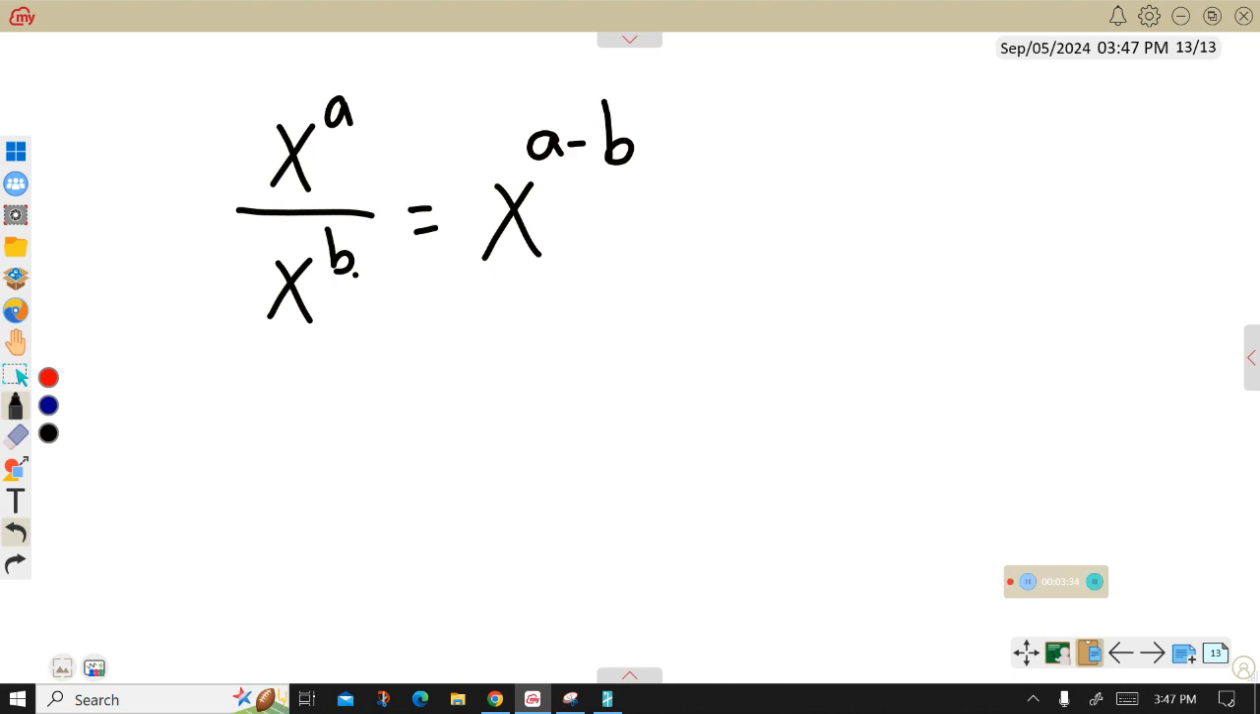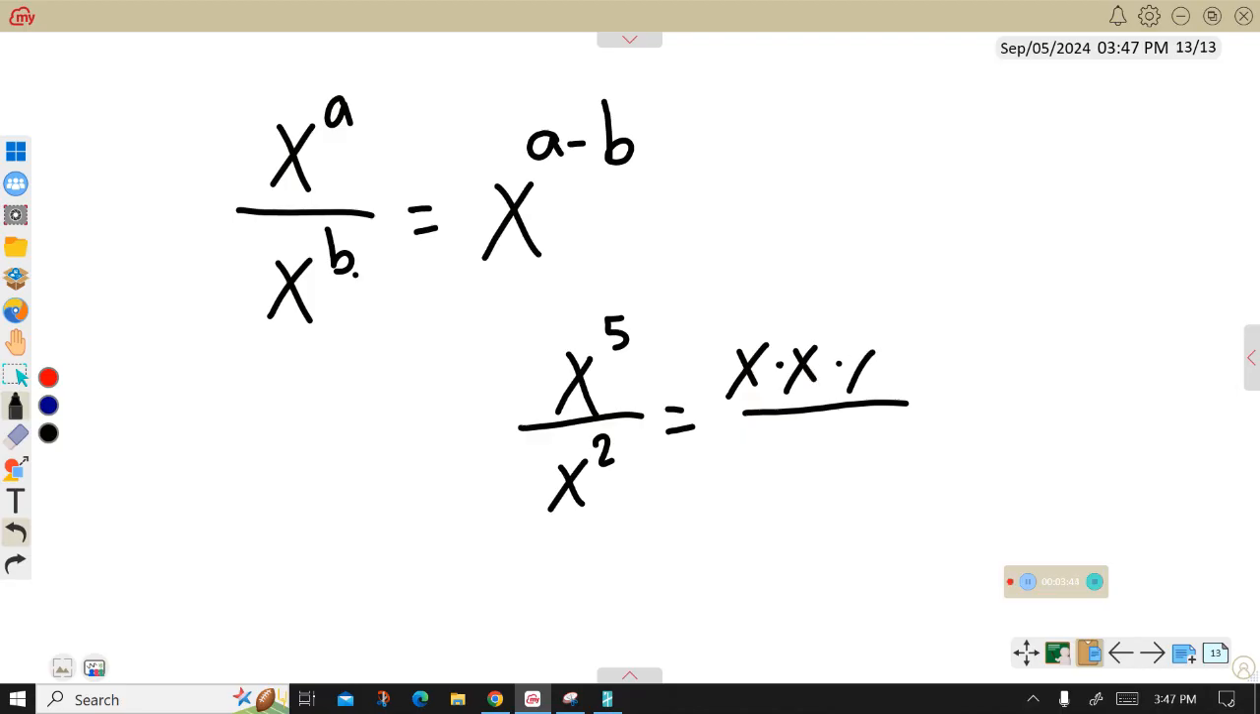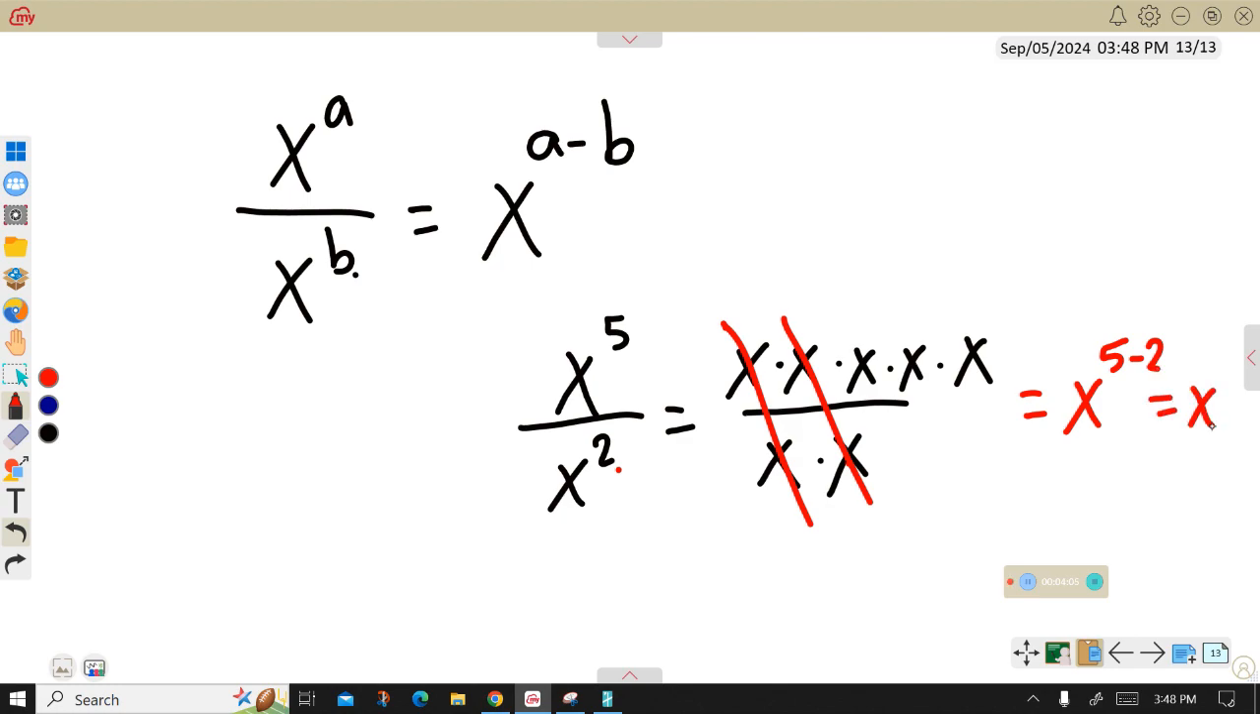So why is this true? We could do a couple of examples. If we have x to the 5th over x squared, what this means again is I have 5 x's on top, all multiplying, and on the bottom, I have 2 x's. So if I cancel 2 of them, we see I have 3 left. Think about it like I subtracted 2, because I took away the 2 that were on the bottom. So another way of looking at this would be x to the 5 minus 2, and that's just x to the 3. Either way, we have the same idea.